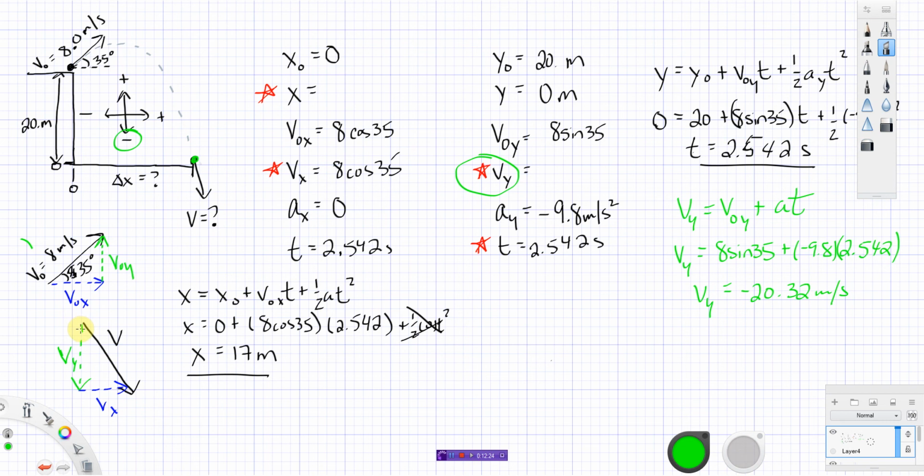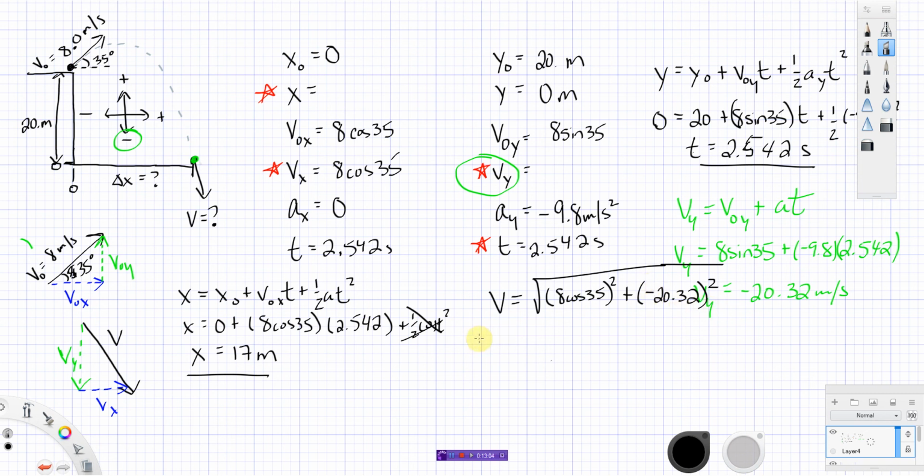I've got negative 20.32 meters per second and positive 8 cosine 35. So now it's time to put them together with the Pythagorean theorem. The speed is going to be the square root of 8 cosine 35 squared. Don't forget to square the whole thing, not just the 8, not just the cosine of 35, plus negative 20.32, so I'm going to overlap a little, squared. Please make sure that you enclose that negative inside the parentheses so that it will actually go away.